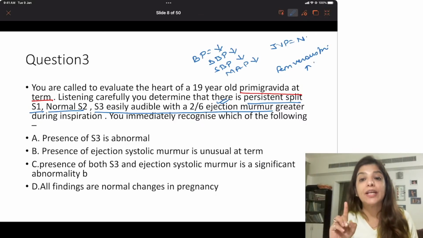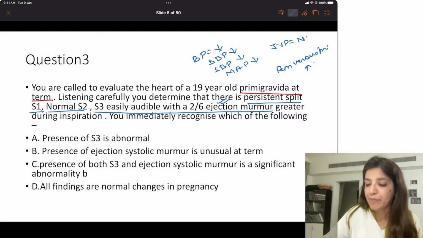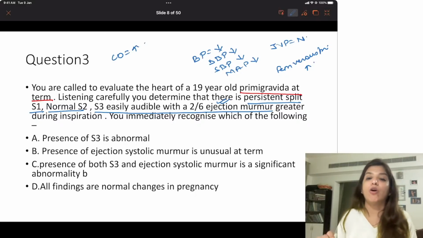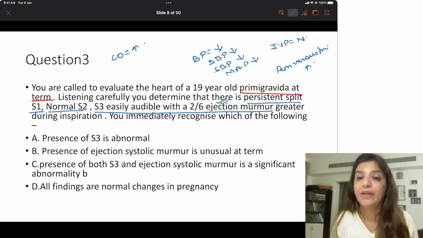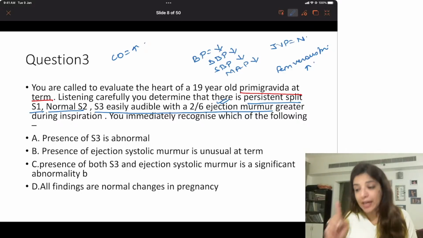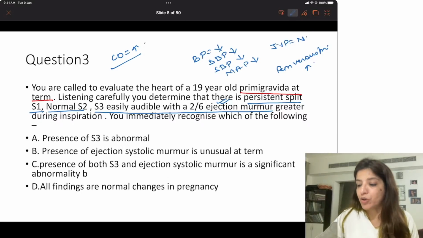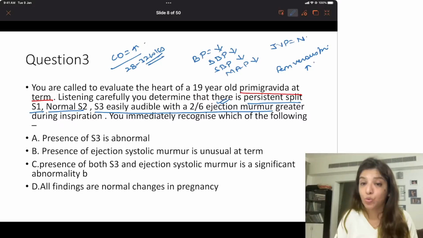Femoral venous pressure increases in pregnancy. What happens to cardiac output? Cardiac output also increases in pregnancy, right? In pregnancy, when is cardiac output maximum? In pregnancy, cardiac output is maximum between 28 to 32 weeks. Better answer is 32 weeks.